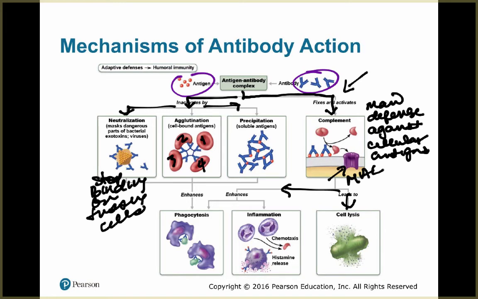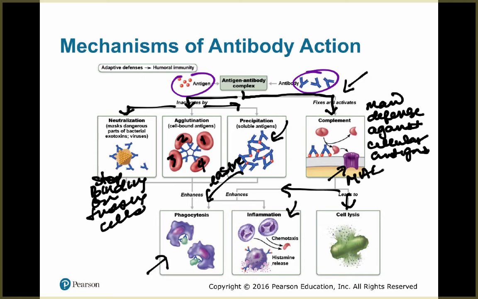And the last possible activity that can happen is precipitation. This is when soluble molecules instead of cells become cross-linked. They fall out of solution. This makes it easier for phagocytes to work. And so all of these are working together to at least try to help phagocytosis, or the destruction of these foreign entities.